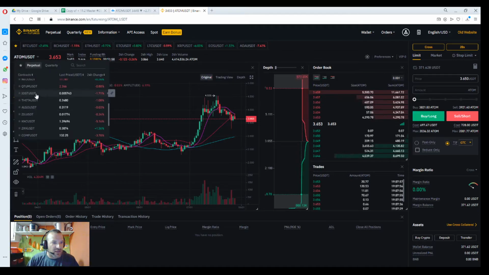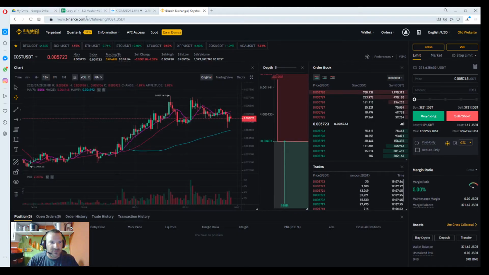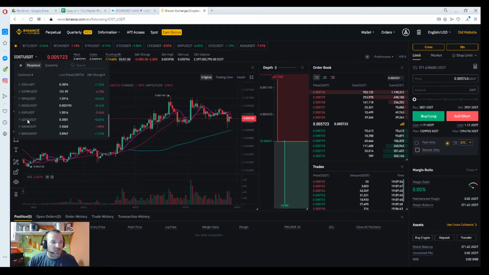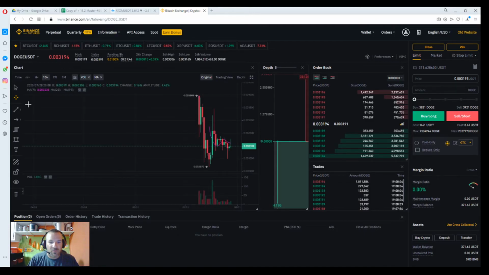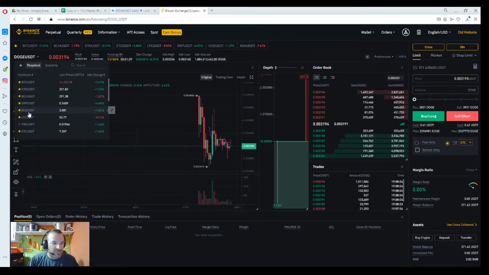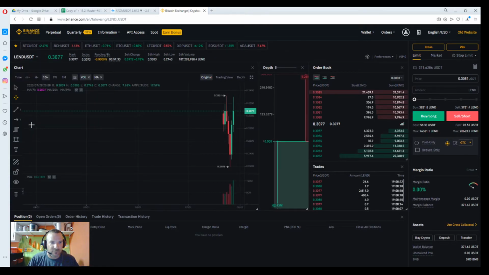How about this IOST? What does it look like? Same. You're going to see some of these coins look the same. That's just part of the game, okay? Let's go with the Doggo coin. Doggo coin, I'm not sure on. Land. Land made a move. Let's go have a look.